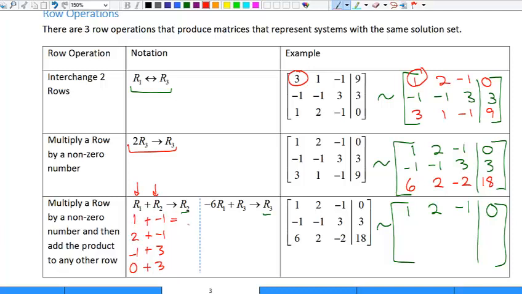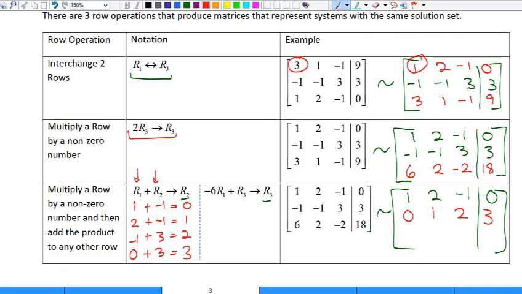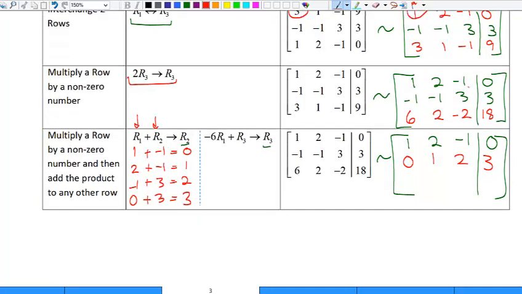So I have -1 plus 1 gets me 0. 2 plus -1 gets me 1. -1 plus 3 gets me 2. 0 plus 3 gets me 3. So into row 2, I can rewrite 0, 1, 2, and 3. So that's one way to show your work by multiplying a row by a non-zero number and then adding it to any other row. I'm going to show you one other way that you could have done this.